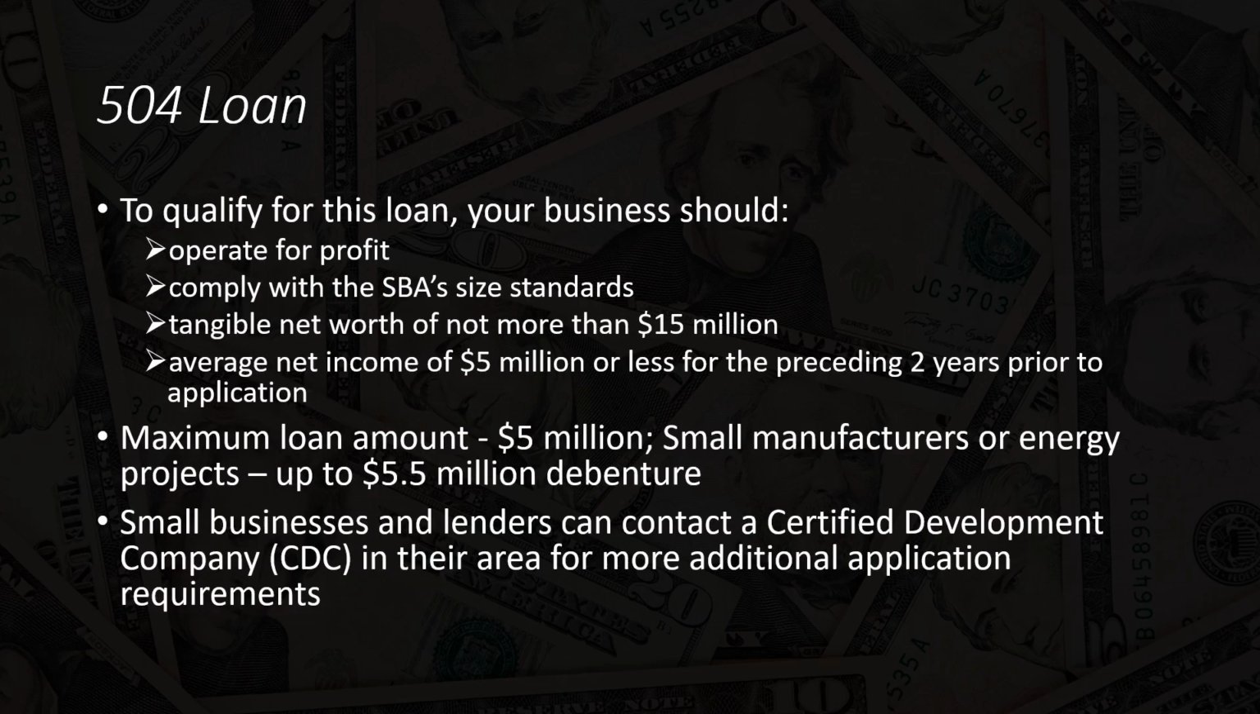In order to qualify for this loan, your business must be operated for profit and should comply with the size standards set by the SBA. You should have tangible net worth of more than $15 million and an average net income of $5 million or less for the preceding 2 years prior to application. The maximum loan amount is $5 million, but small manufacturers or energy projects may qualify for $5.5 million debenture. Small businesses and lenders can contact a Certified Development Company or CDC in their area for more additional application requirements.